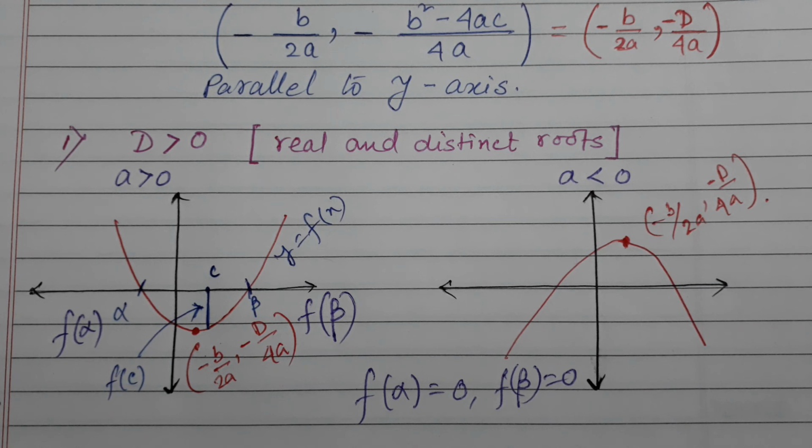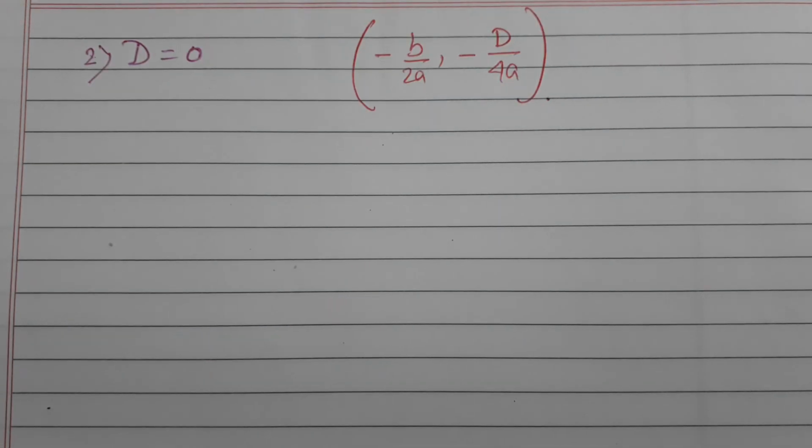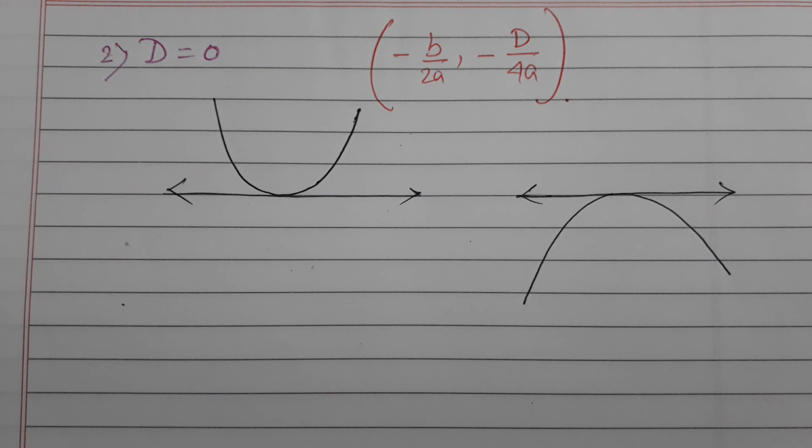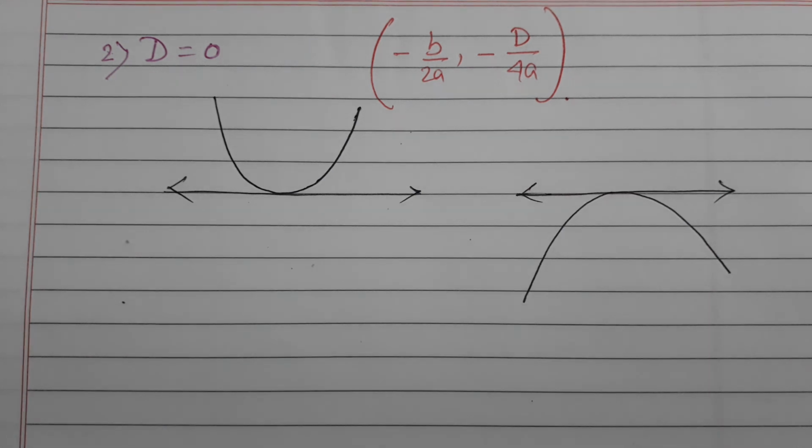Therefore, we can say if a curve intersects the x-axis, then the x-coordinate of the point of intersection is called the root of this curve. Now, if d equals 0, then the y-coordinate of the vertex will become 0. Hence, the parabola will look like this. Here, the x-axis is touching the parabola at its vertex. So, we can say if the discriminant equals 0, or the quadratic equation has real and equal roots, then it will touch the x-axis.